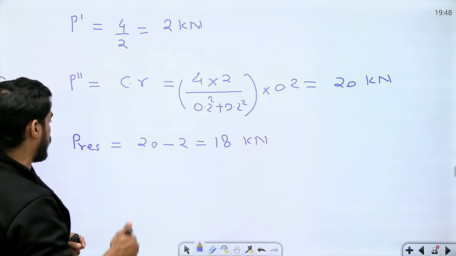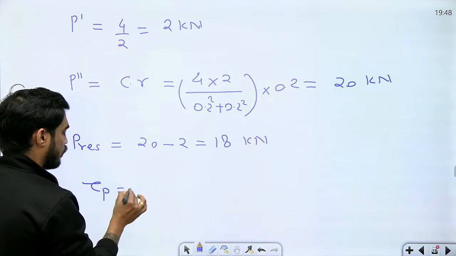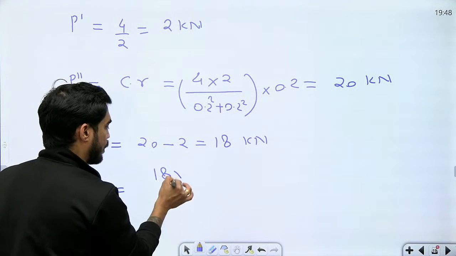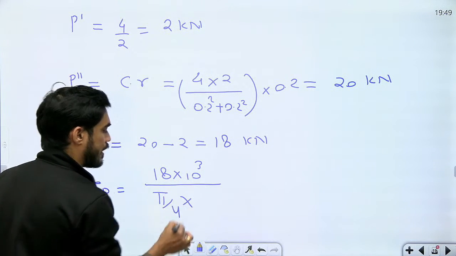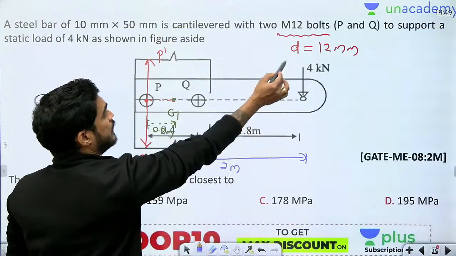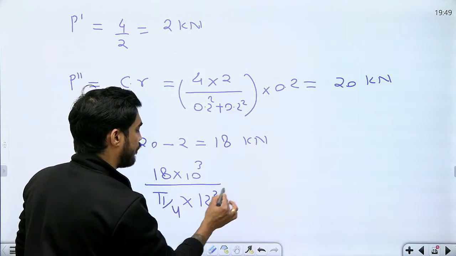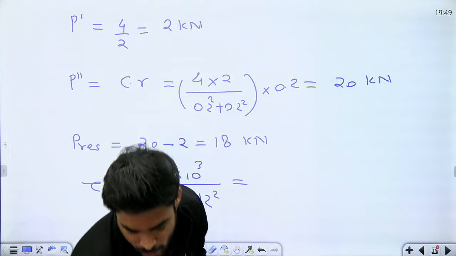Now shear stress on P will be equal to what, beta? Load upon area. So load is this and area will be pi by 4 d square. And what is the diameter? 12 mm. It is a 12 bolt. So take diameter as 12 mm.